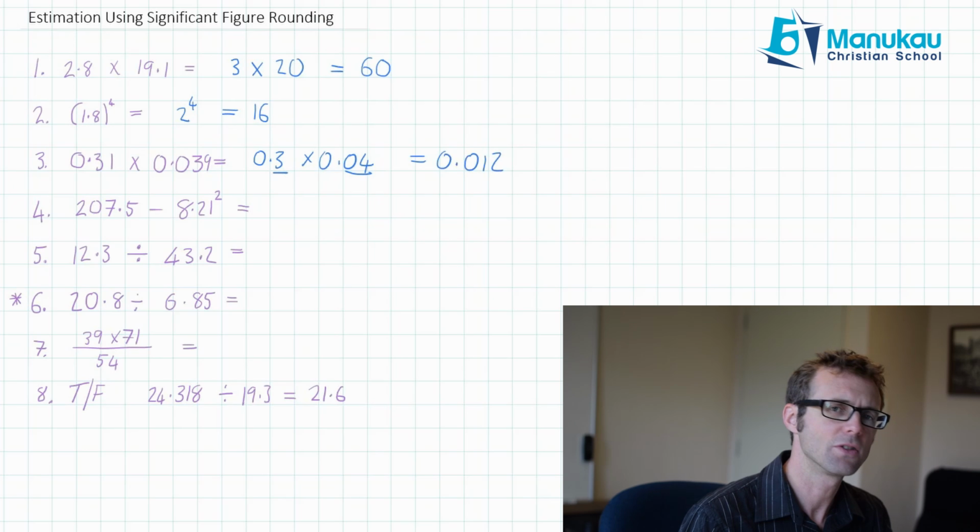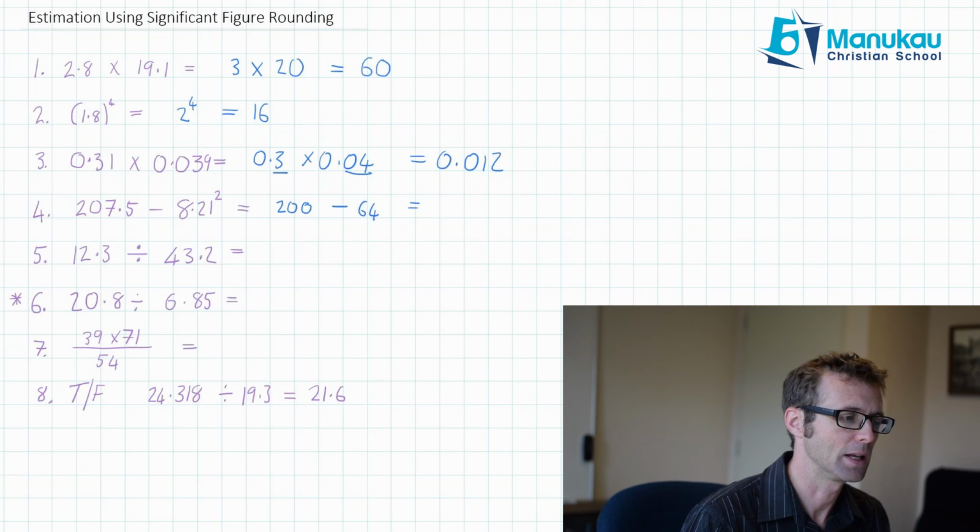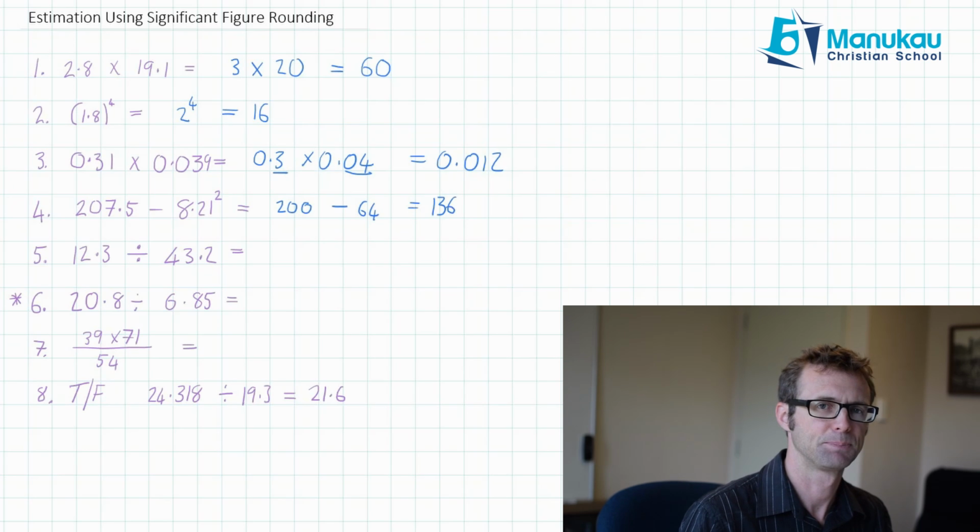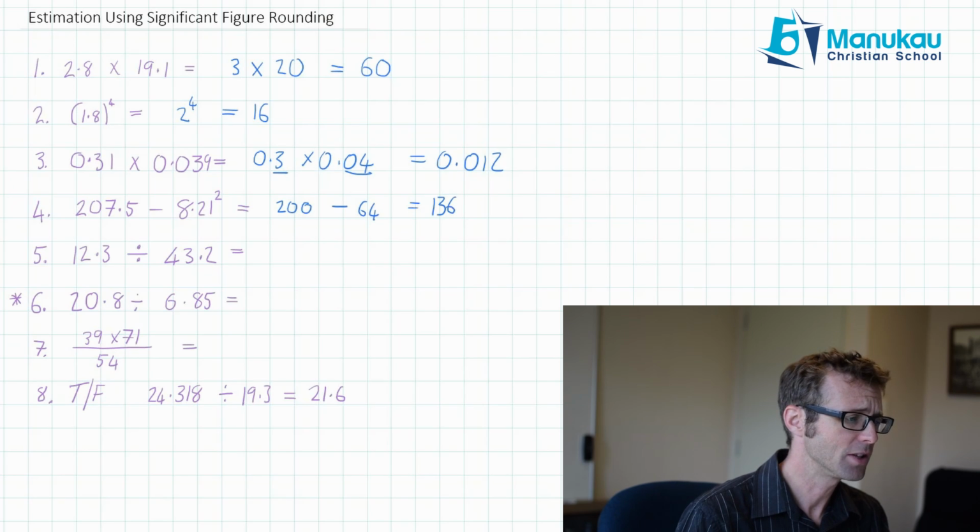Next one, we've got 207.5 divided by 8.21, minus 8.21 squared. So to one significant figure, my 207 becomes 200. To one significant figure, 8.21 becomes 8, so it's going to be 8 squared, which is 64. And then I can simply say, well, that must be 136.